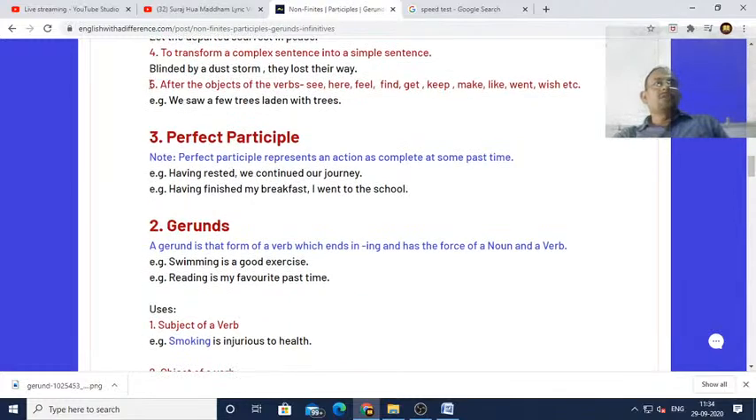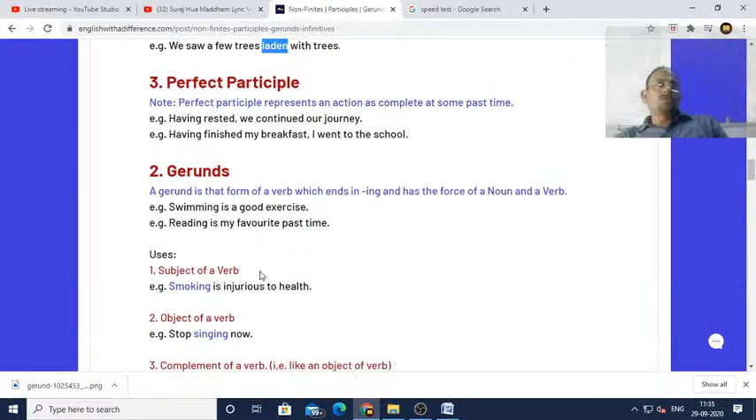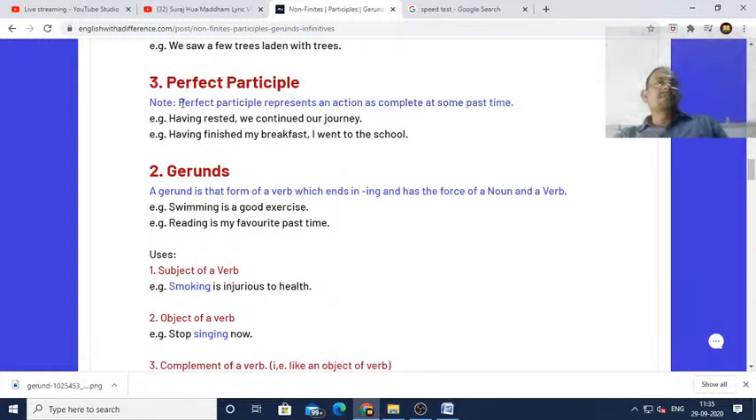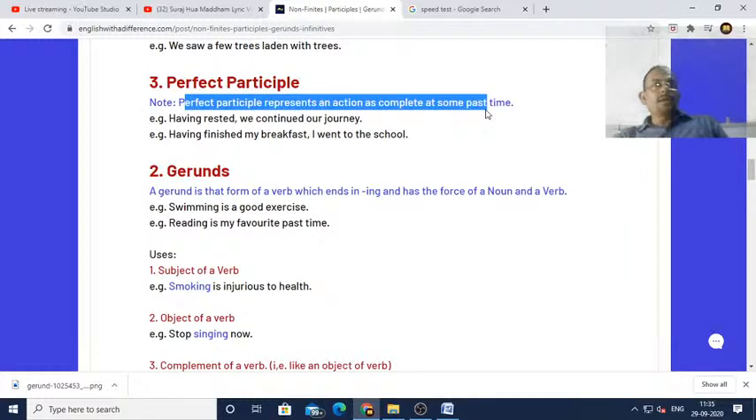Next, after the objects of the verbs see, hear, feel, find, get, wish, etc., for example, "We saw a few trees laden with fruits." So sometimes we get the verb feel, sometimes find, sometimes get, sometimes keep. Always remember, dear students, whenever a verb is in the V3 form, it is a past participle. Now what is a perfect participle? A perfect participle represents an action as completed at some past time.